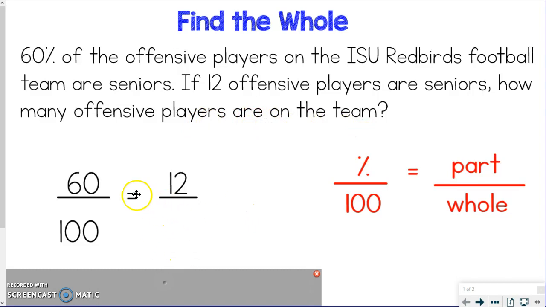of offensive players. So I noticed that across, and I'm looking at the top this time, 60 divided by 5 gives you 12. So we're going to take 100 divided by 5, and our answer is 20 offensive players on the team. Okay, obviously they got a defensive side of the team too. These are just the offensive players. So the total would be 20, and 12 of those are seniors. So the rest are other age groups.